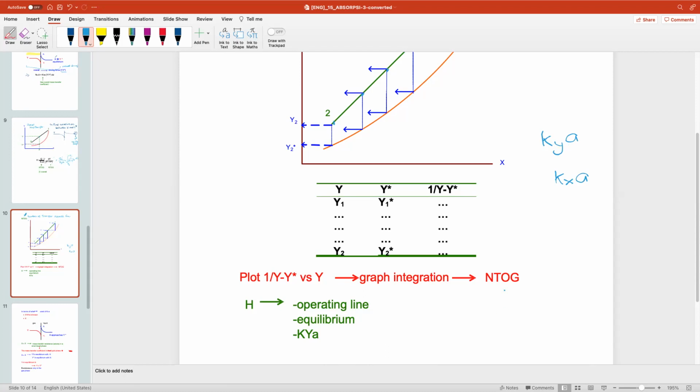Okay, the second one is when you do the overall. If in the exam you have to find the capital K, the overall mass transfer, that one.